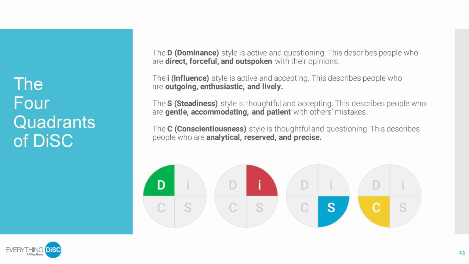Let's start with the D in the upper left-hand corner, which was the green area we saw earlier. The D style, which stands for dominance, is an active and questioning style. It describes people who are direct and forceful and often outspoken in their own opinions.